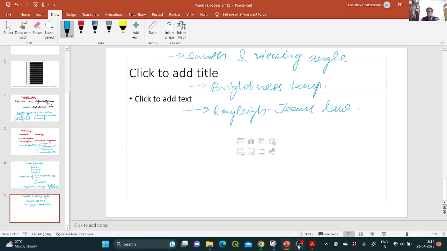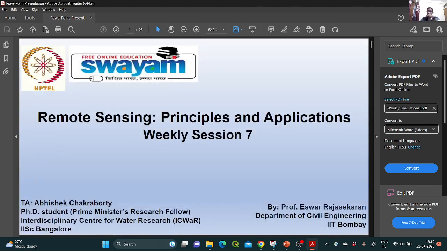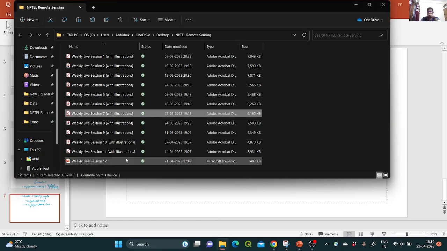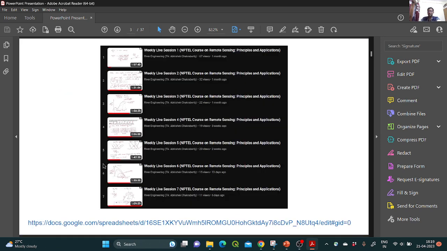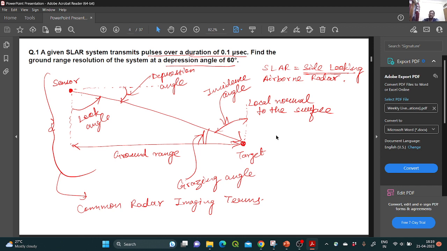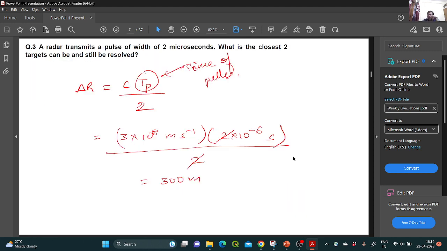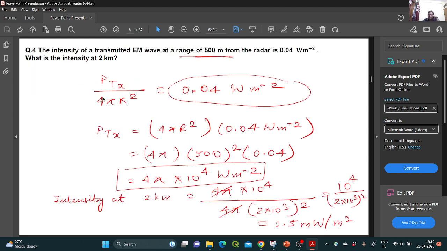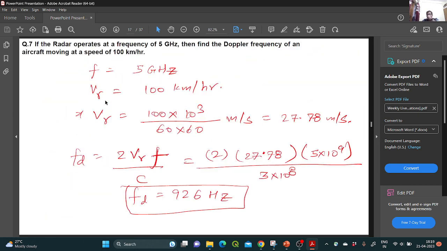Then let's check what we discussed after this. So far we are done with weekly live session 7. Let's move to the session 8. Okay, in session number 8 we proceeded into the microwave part. SLAR system, side looking airborne radar, that is what we actually discussed. We solved a few questions about them, radar and everything. Radar, echo. We started with radar remote sensing from here.